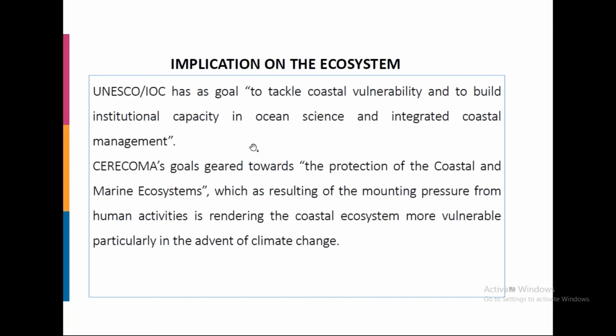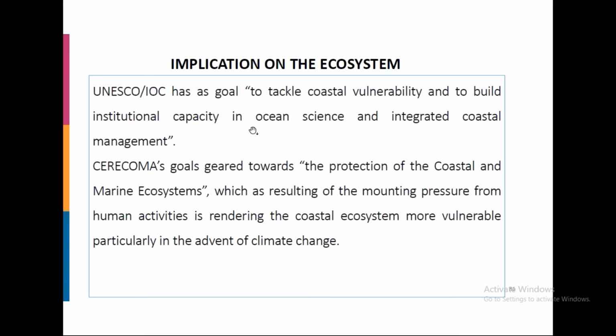Well, we all know the goal of UNESCO and IOC with regard to this is to tackle coastal vulnerability and to build institutional capacity in ocean science and integrated coastal management. Well, Serekuma and the University of Boya, and other research institutes, have objectives tied to UNESCO. So it is a win-win deal if much research can be carried out to really bring to light some of these impacts, because most information that we get is kind of outdated. So we need recent information to properly evaluate and to manage these coastal ecosystems.